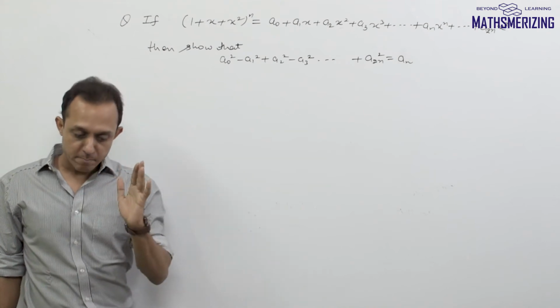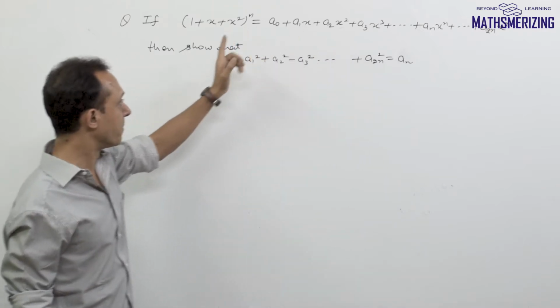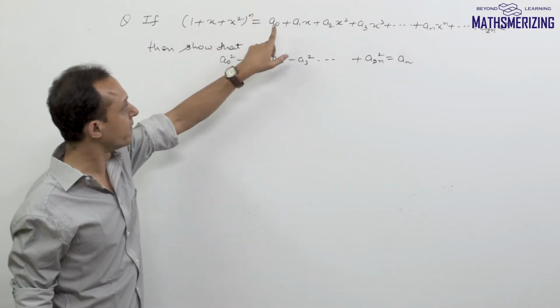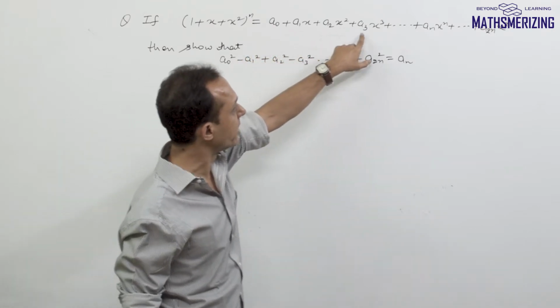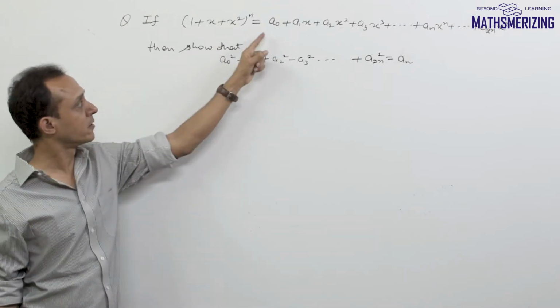Now there may be questions in multinomial theorems also where we need to find the product of coefficients. Say, for example, this one. We are given the expansion of (1 + x + x²)^n, which is a0 + a1x + a2x² + a3x³ + ... + a2n x^(2n). And I need to find the product of a0 squared.